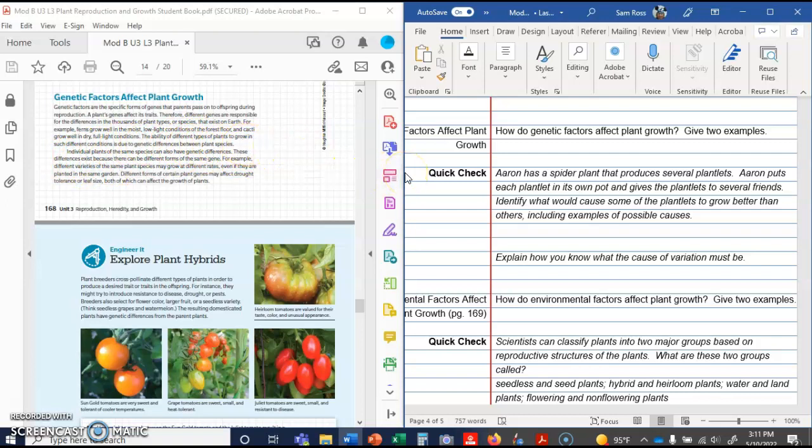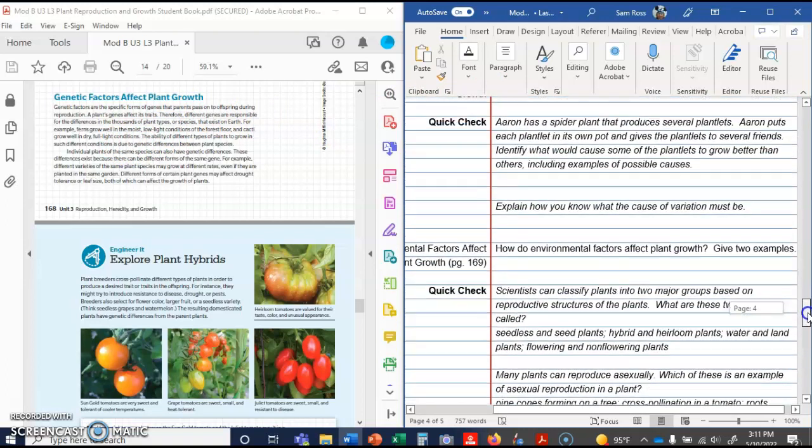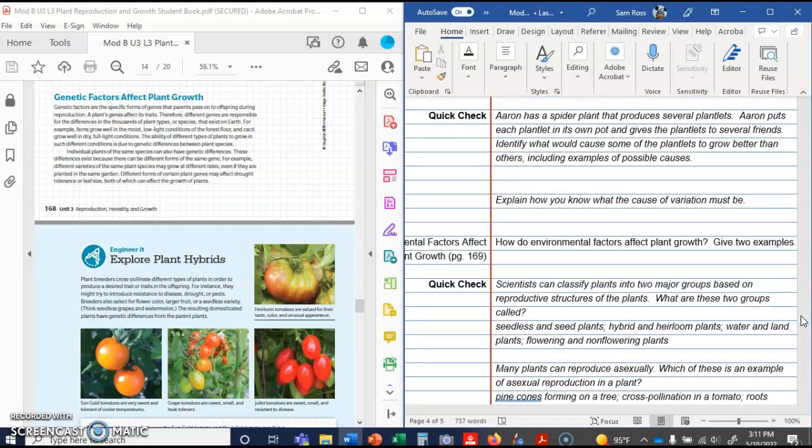So how do genetic factors affect growth? The ability for different plants to grow in different types of conditions is due to the genetic differences. And the 2 examples are going to be the ferns that grow in moist, low light, and the cacti that grow in dry, full light. And then we have a quick check. Aaron and his spider plant. Aaron has a spider plant that produces several plantlets. Aaron puts each plantlet in its own pot and gives the plantlets to several friends. Identify what would cause some of the plantlets to grow better than others, including examples of probable causes.